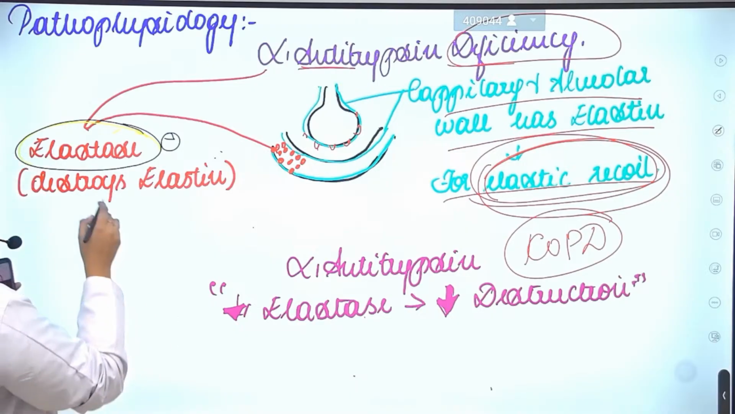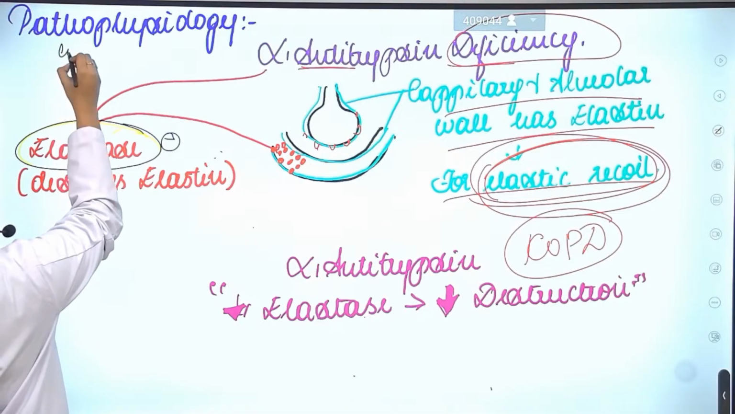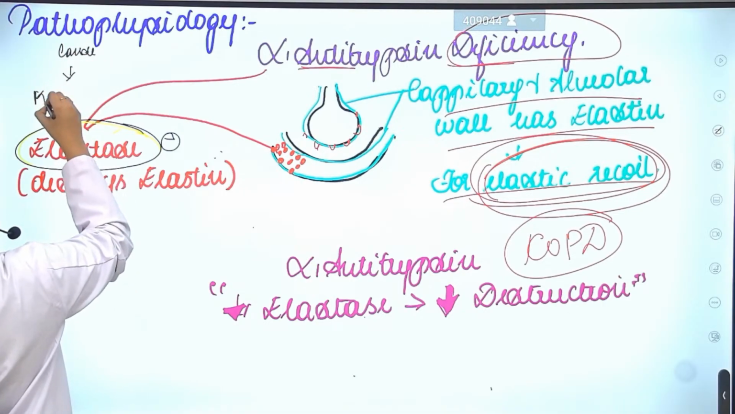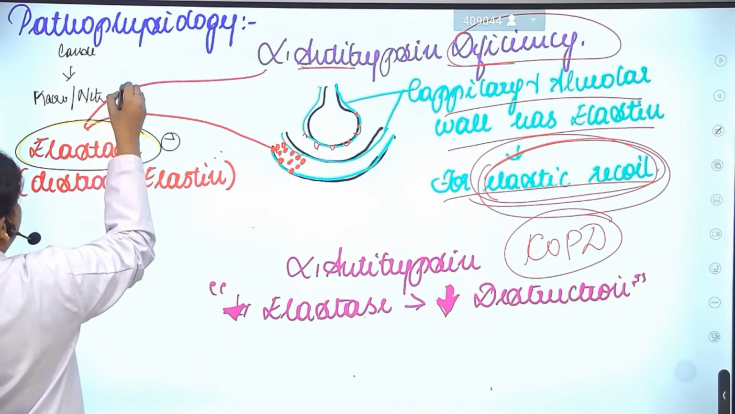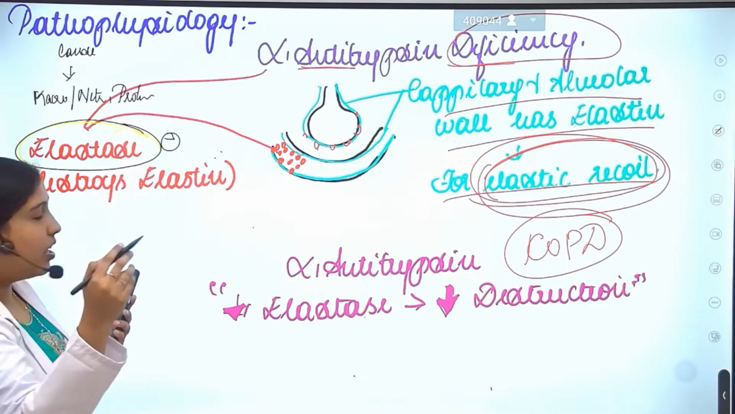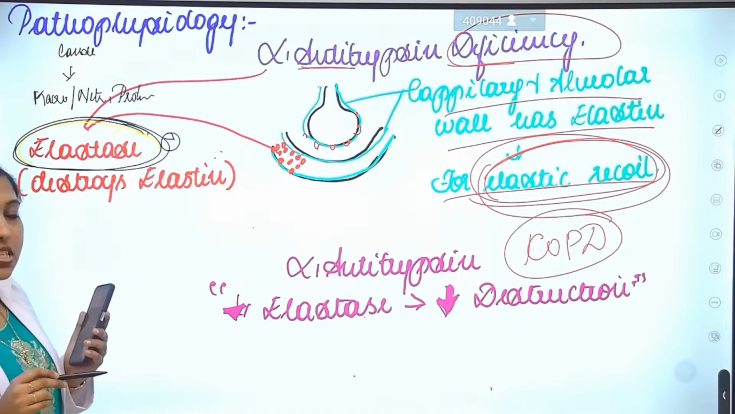So why is this elastase involved? Because of the risk factors, because of the causes, what happens? The macrophages, neutrophils, everything are activated. Neutrophils, your protease, everything is activated and this elastase is coming into the alveoli.